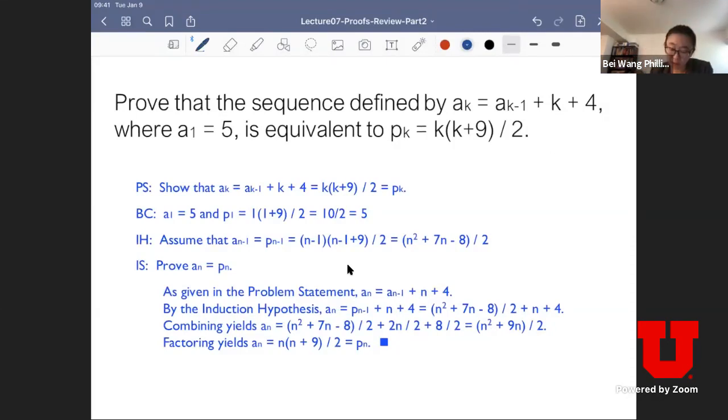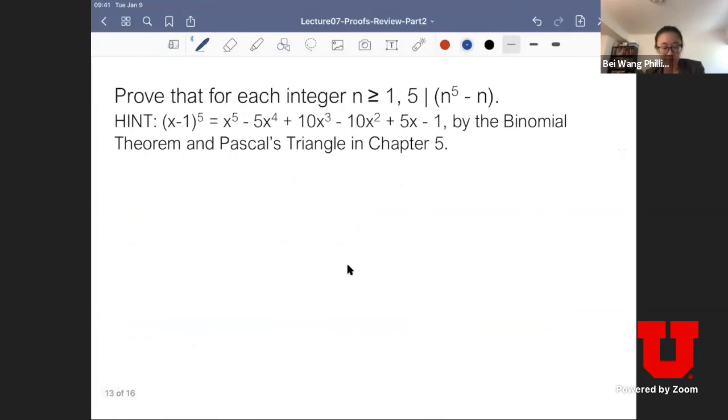Let's do one more problem surrounding induction. Prove that for each integer n bigger or equal to 1, n to the power 5 minus n is divisible by 5. Of course, here we provide a little bit of a hint of how to expand n minus 1 to the power 5. So again, as part of my sketch, I'm going to have to talk about what my problem statement is, what my base case is, what my induction hypothesis is, and what my induction step is.